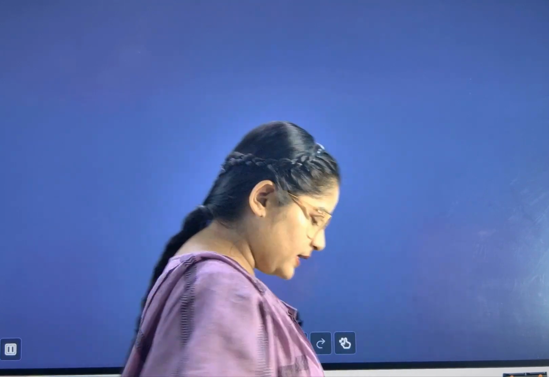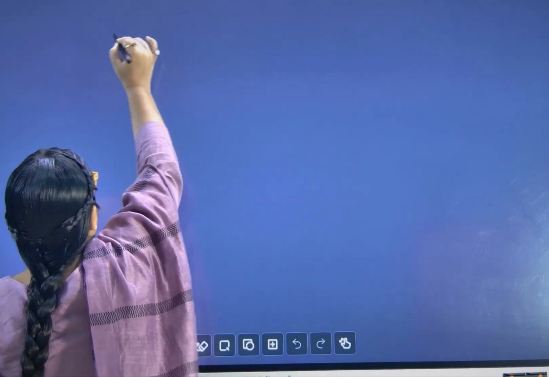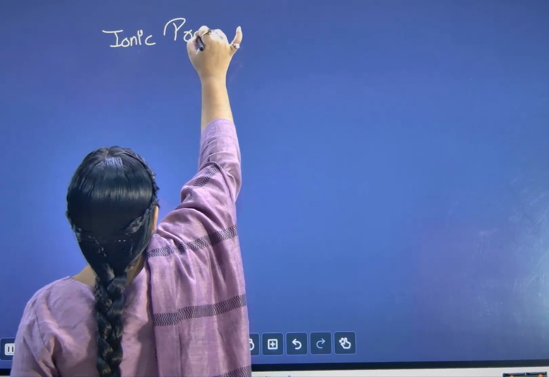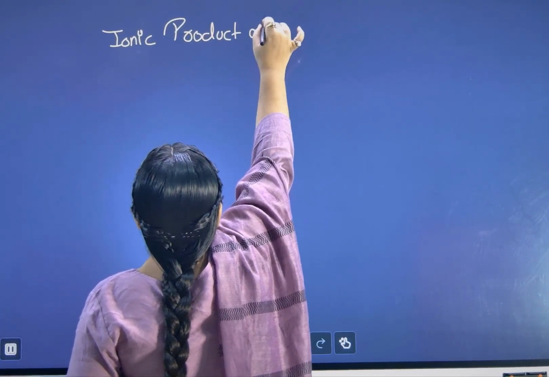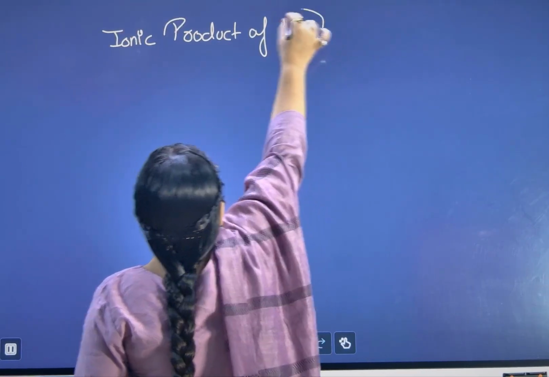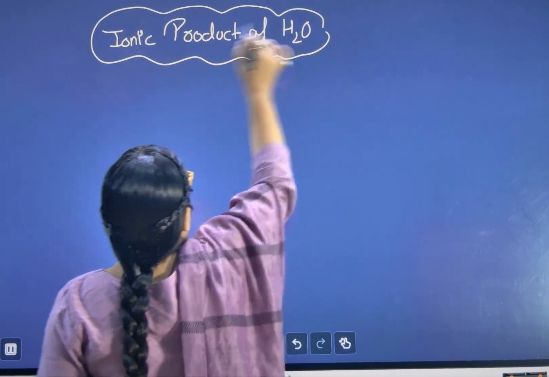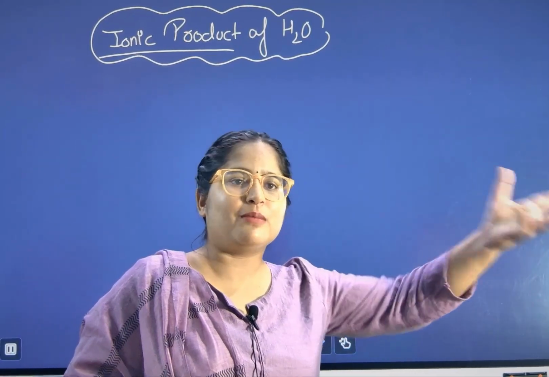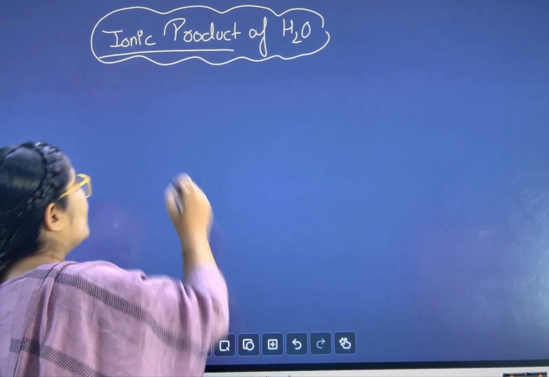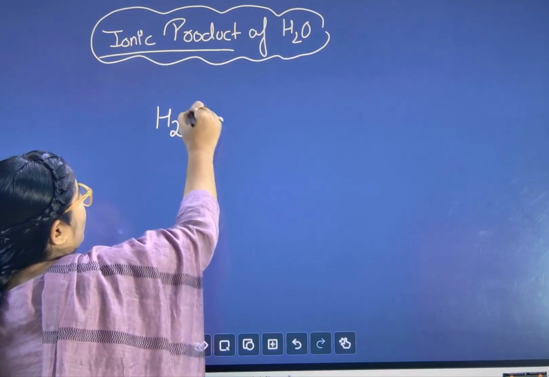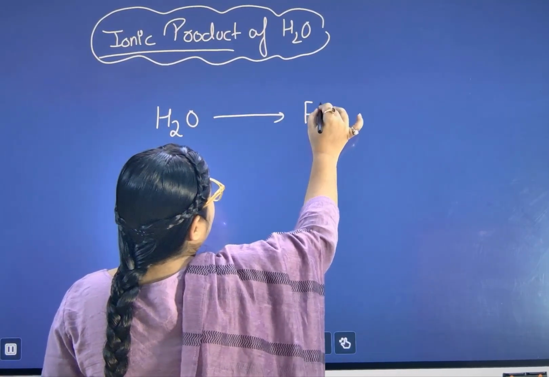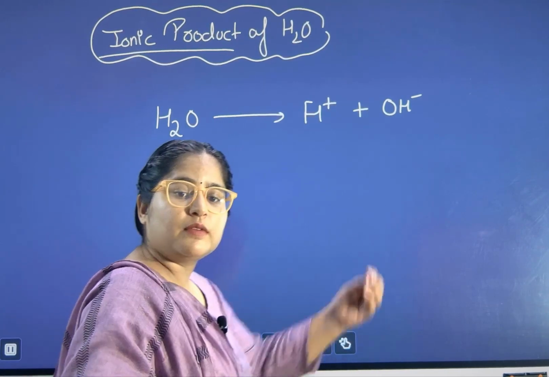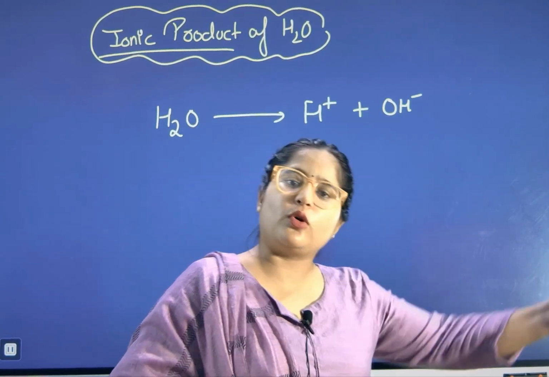Okay, now let us see the next topic, that is ionic product of water. From the name it is clear, they are saying ionic product. It means let us break down water into some ions. So we will break down water. What will we get? H plus ion and OH minus ion.